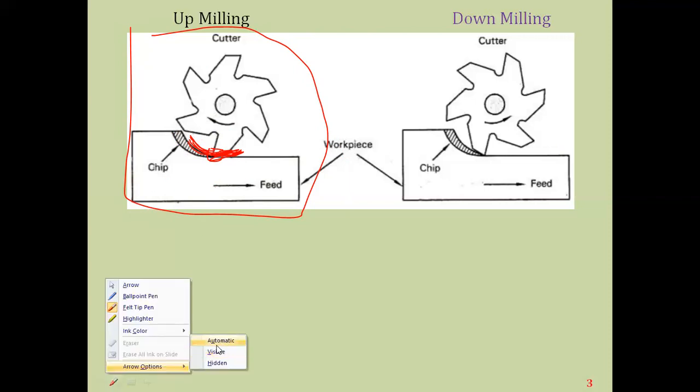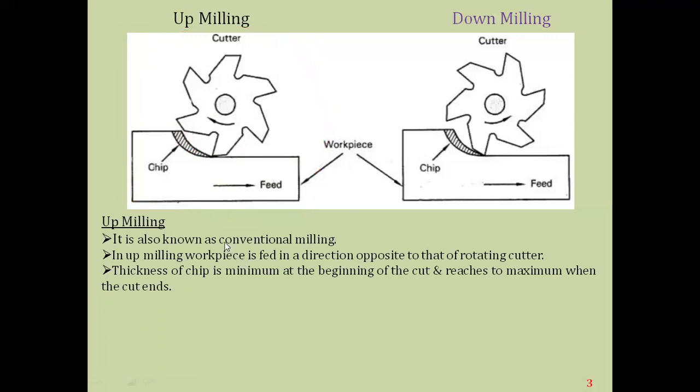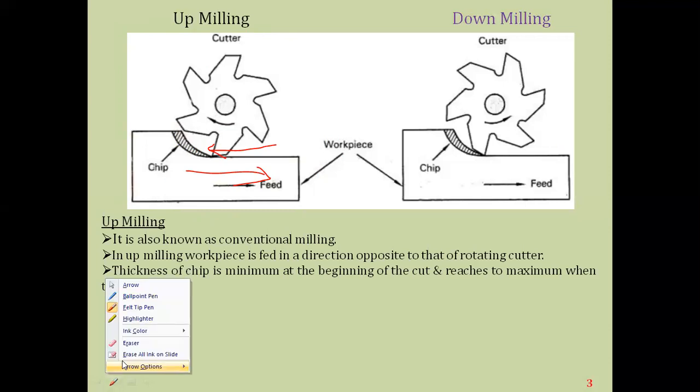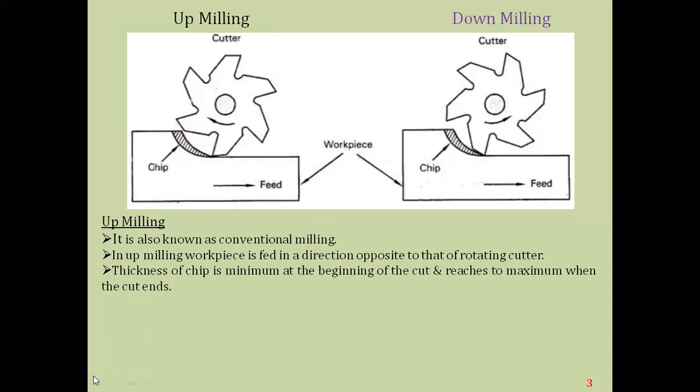So already I have written some points here regarding the up milling, which you can see here. As I was telling you, it is also known by another name, conventional milling. In the up milling, as I told you, the workpiece and the cutting tool move in opposite directions. If this is the direction of the workpiece, then the cutting tool direction will be the opposite direction, which you can see here in the figure. And the thickness of the chip is minimum at the beginning point, where the cutting tool meets the workpiece, and proceeds to a maximum value. This is regarding the up milling. Similarly, we need to discuss the down milling also.